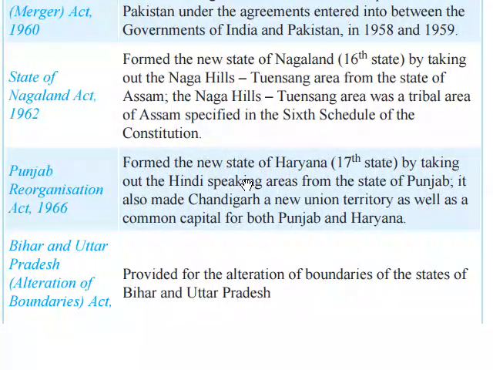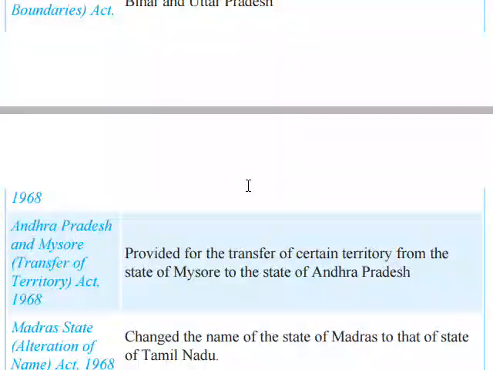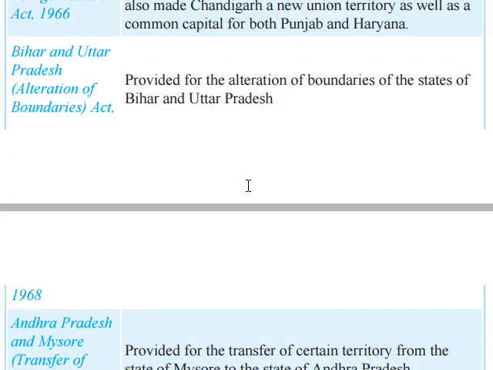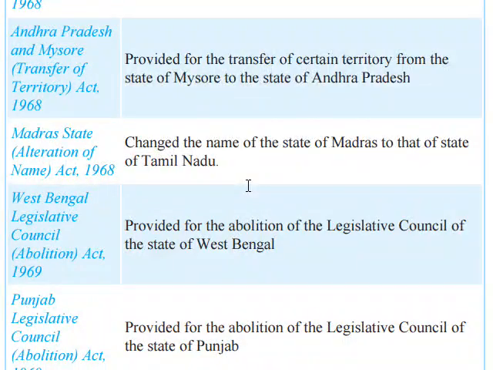The Bihar and UP Alteration of Boundaries Act 1968 provided for the alteration of the boundaries of the states of Bihar and UP. The Andhra Pradesh and Mysore Transfer of Territories Act 1968 provided for the transfer of certain territories from the state of Mysore to the state of Andhra Pradesh.